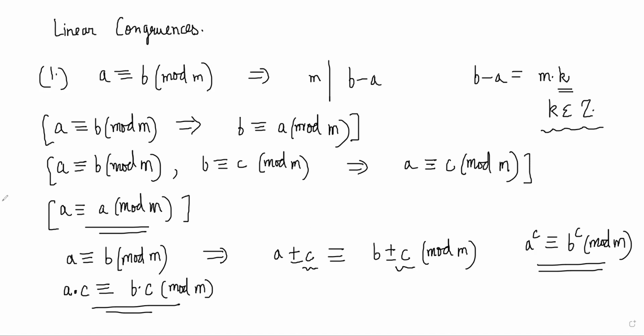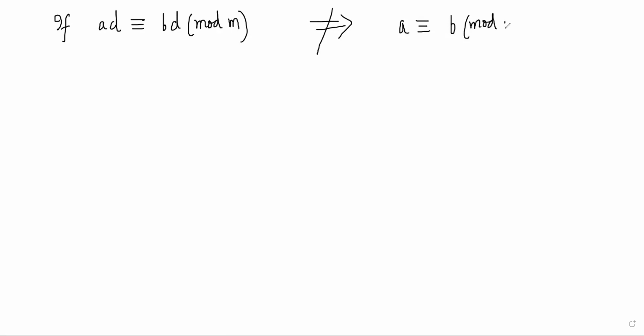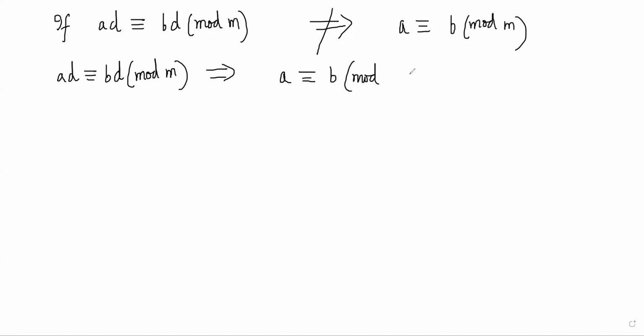The tricky part comes when we think about division. So if AD is congruent to BD mod M, it does not follow that A will be congruent to B mod M. Here D is some integer. It is not necessary that you can cancel out the D from both sides. The real identity here becomes: AD is congruent to BD mod M implies that A will be congruent to B mod M by GCD of M and D. So this is the correct identity.